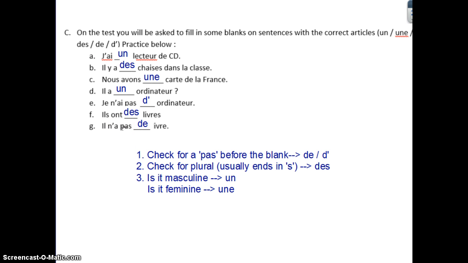First of all, I see a pas here, so right off the bat, I don't have to think about masculine or feminine or anything else. I know it's either going to be de or d apostrophe. In this case, the word livre, which I know it's cut off here on the actual screen, but livre starts with a consonant sound, so you get to use the typical de on that one and don't have to switch it up like I had to on ordinateur.